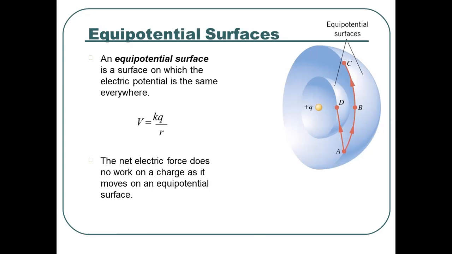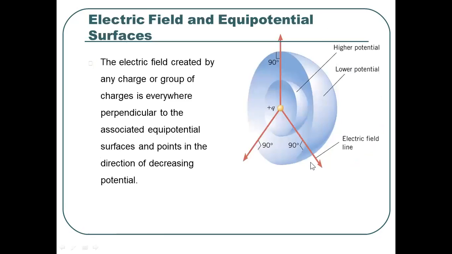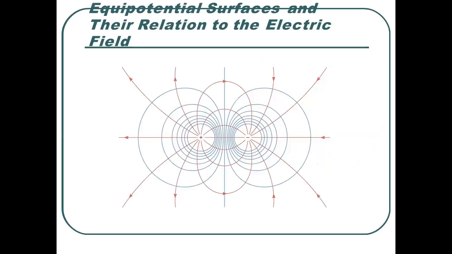This is because the electric potential throughout the surface is equal. The electric field created by any charge or group of charges is everywhere perpendicular to the associated equipotential surfaces and points in the direction of decreasing potential. So we have this following diagram, which represents the movement of your positive charge towards your negative charge.